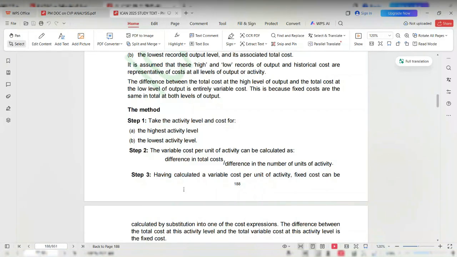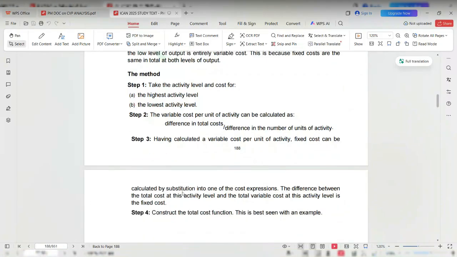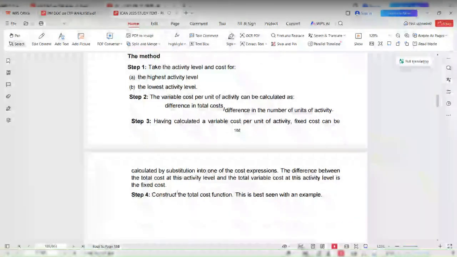So having calculated the variable cost, you can now put that particular information into the cost function. I don't know, maybe you are getting me. Are you sure you are getting me? Are you sure you are getting what I'm trying to get across? All right. Thank you.